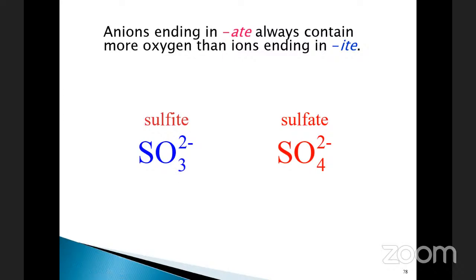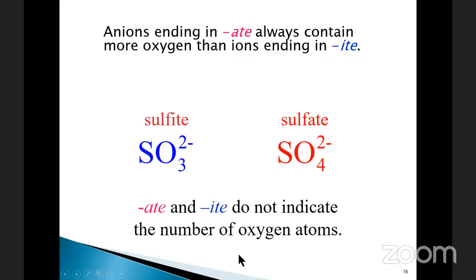So you can see that in each case, based on the name only, you cannot tell exactly what the number of oxygen atoms are, but you can tell that the one that ends with ATE will have 1 more oxygen compared to the anion that ends with ITE. All right, so that's basically what you can observe when you compare these types of ions with these names. All right, so I stated here the ATE and the ITE do not indicate the actual number of oxygen atoms.